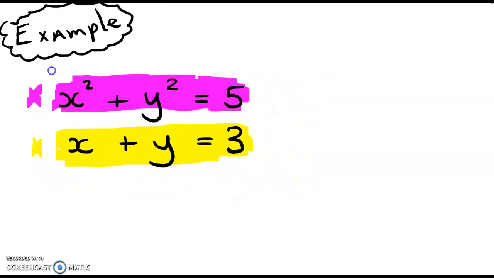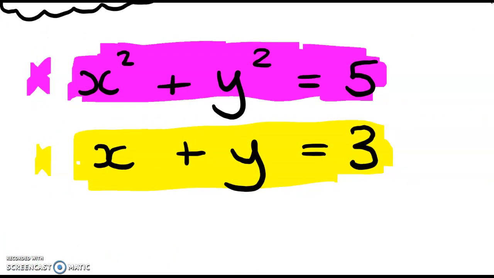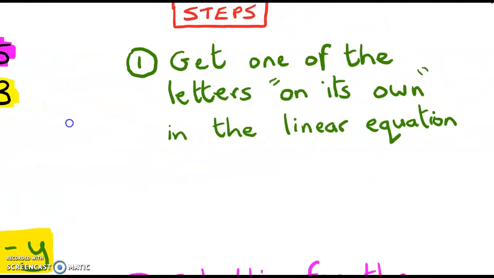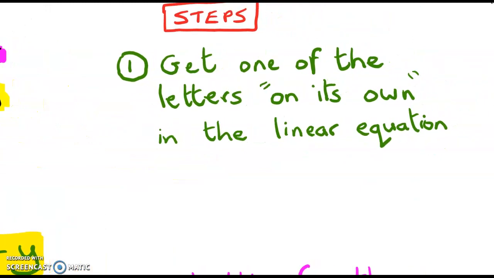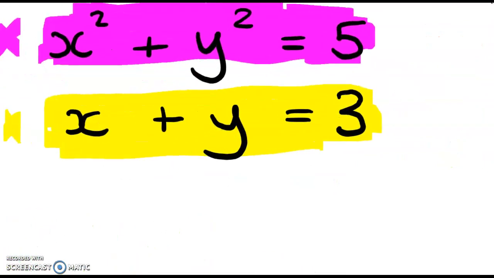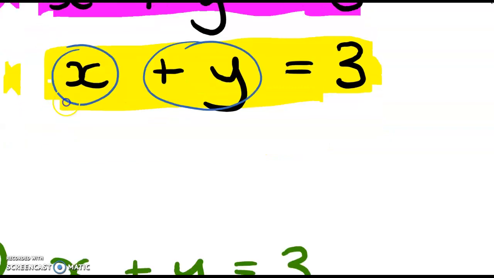Okay, so how do we go about doing that? Well, I suppose the first thing you do really is identify which is the linear and which is the nonlinear. Now we've just done that. The next step is we have to get one of the letters on its own, in the linear equation. Now at the minute, both the x and the y are on the same side. We need to get one of them on its own. So let's see us doing that.